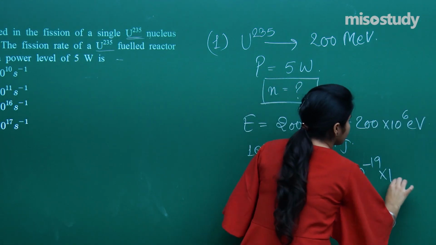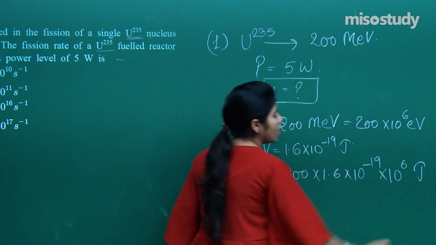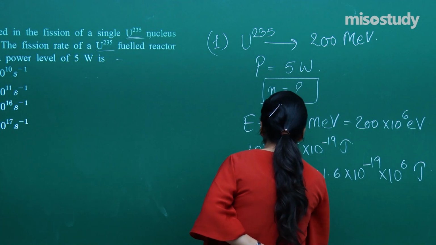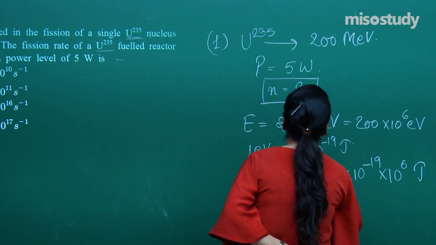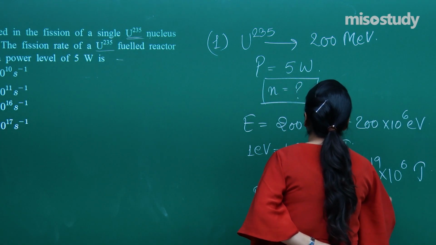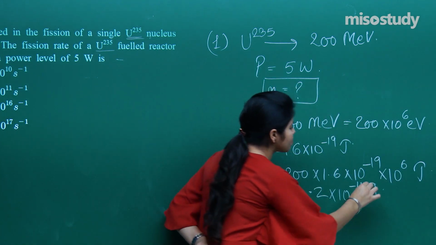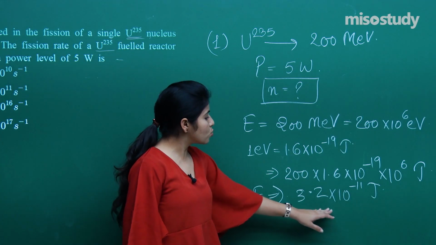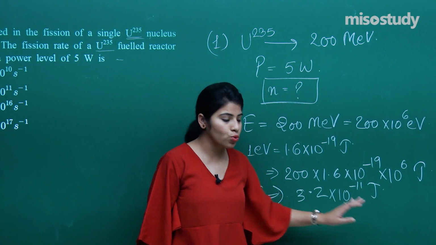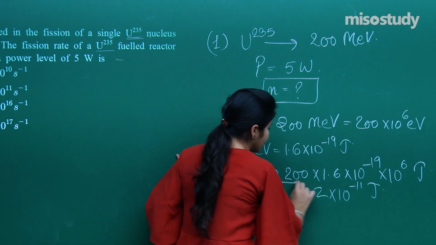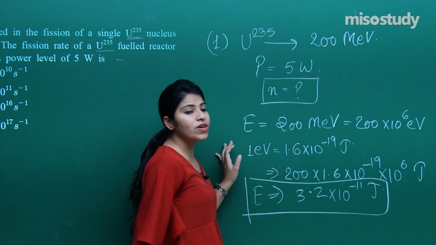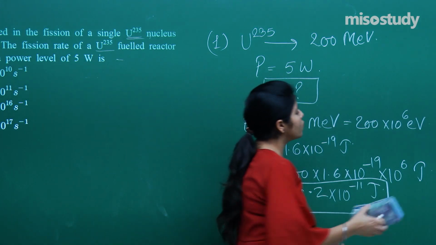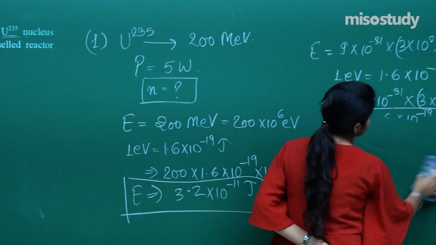So now what are you going to do? Your energy will come out to be 3.2 into 10 raised to the power minus 11 joule, right? So now we have this energy with us. What we have to do is find out the N. Now let me tell you how we will find this N.